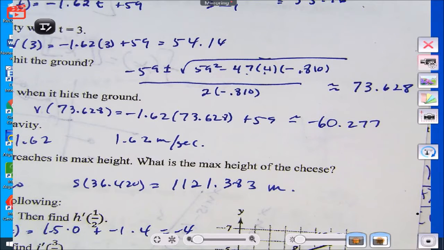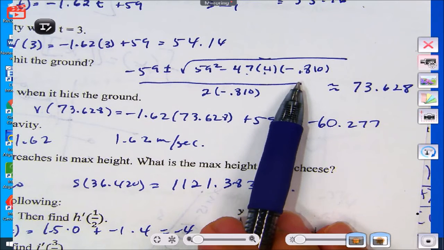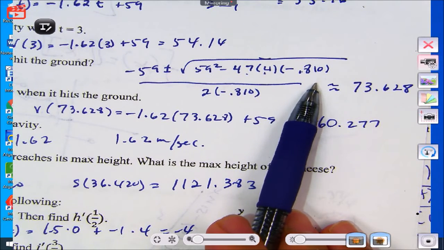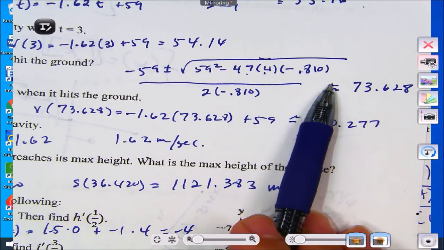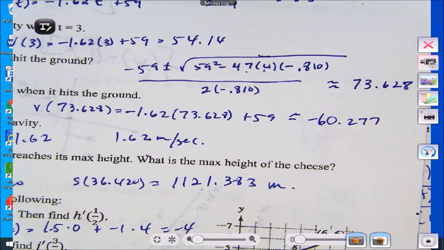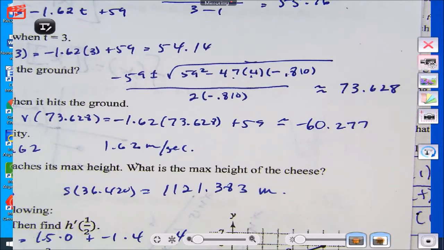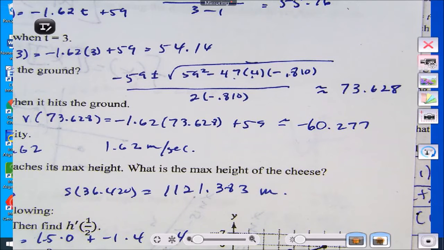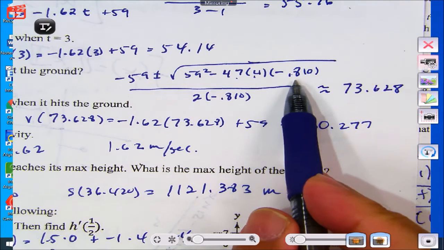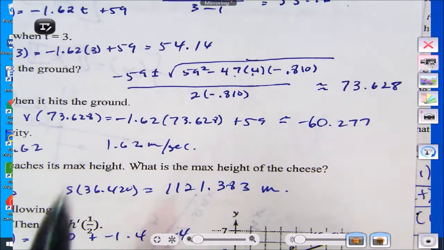And notice, that's A, right? A is negative 0.810. So I wrote the C, and then the 4, and then the A. Yeah, sorry. Is 0.81 the same thing as 0.810? Yes. If you wrote 0.81, you'd still get full credit.